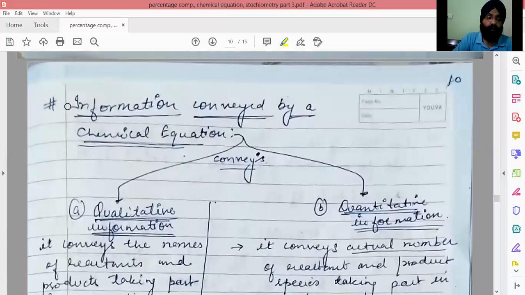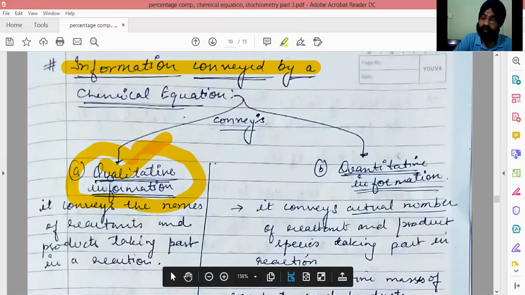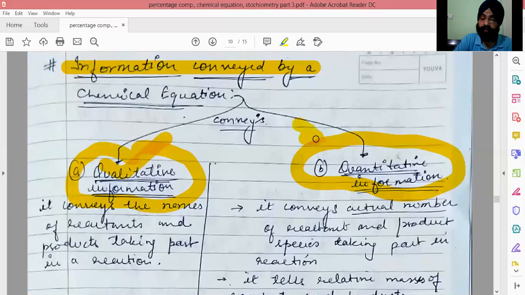Now, what kind of information do we get from the chemical equation? A chemical equation gives us two types of information. One is qualitative. Qualitative means which reactants are taking part in the chemical reaction, and which products we are getting. The second is quantitative information, which is important in the aspect of this chapter.